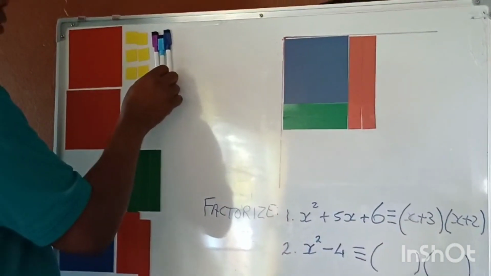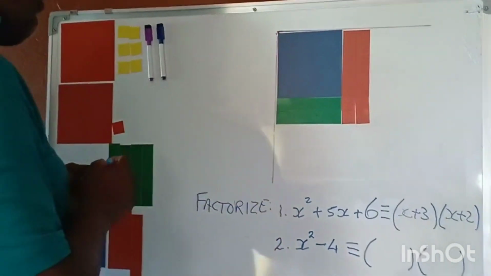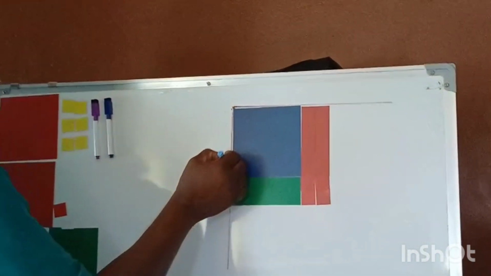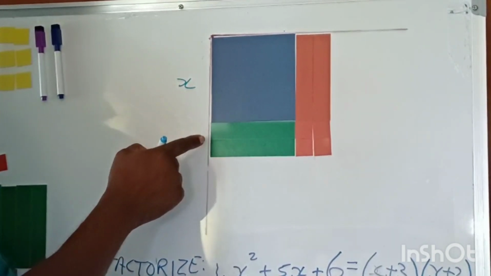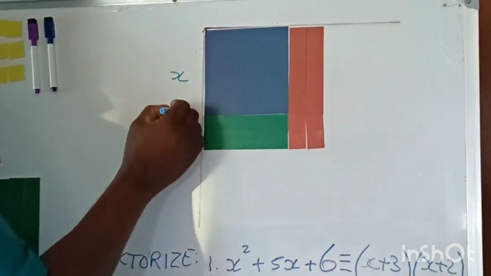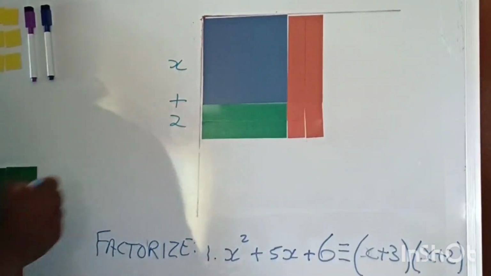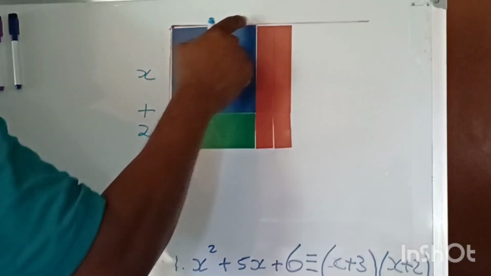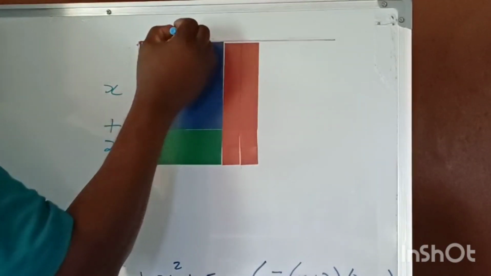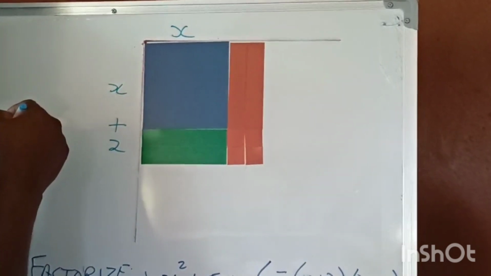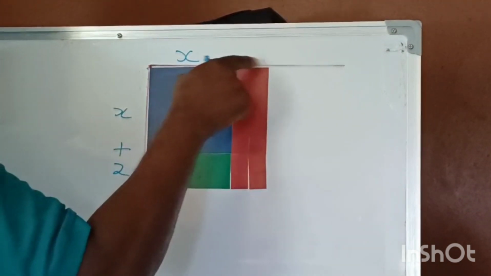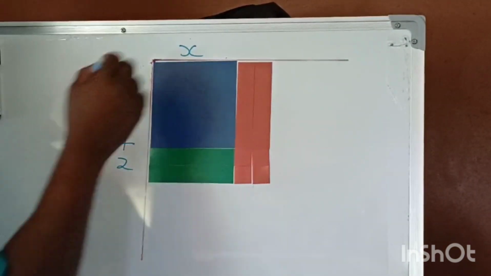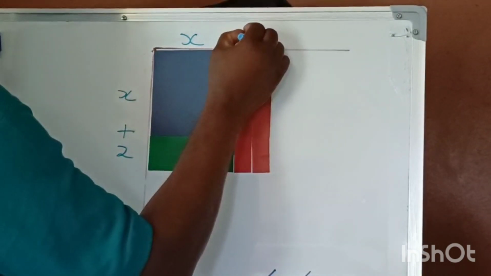So we then write the dimension of the rectangle here. This is x. And we have 2 units. So we need to add the 2 units here. And this side is x. But we need to minus 2 units. Keep in mind these are negative tiles. So we need to minus 2 units on this side. So it becomes minus 2.